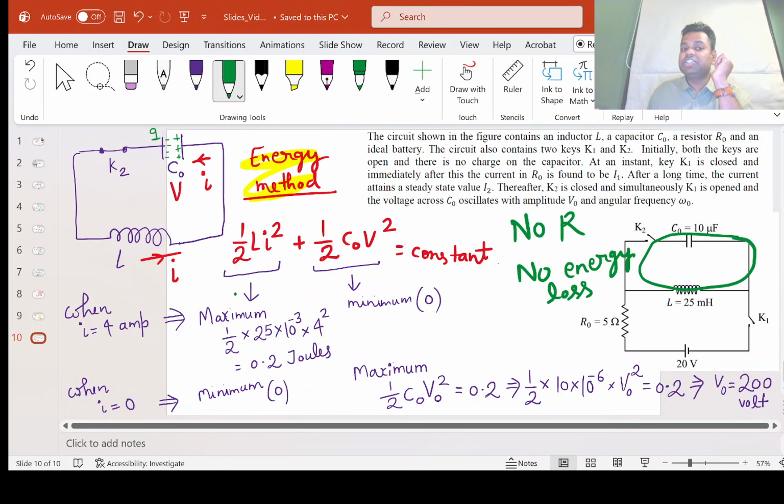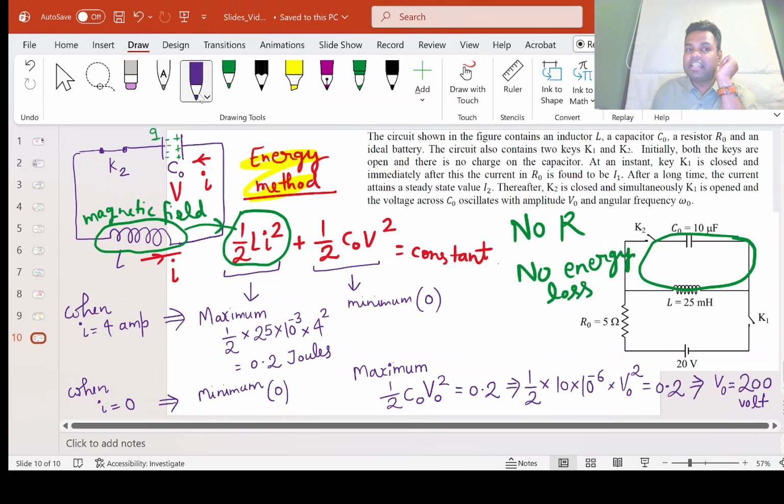So what is the total energy at any time? The energy is stored in the inductor, this one here, half Li square, and this energy is magnetic field energy, right? And then in the capacitor you will also have energy. In between the plates you will have an electric field, right? And the energy in between the capacitor plates is stored as half C naught V square. So at any time the total energy is constant.